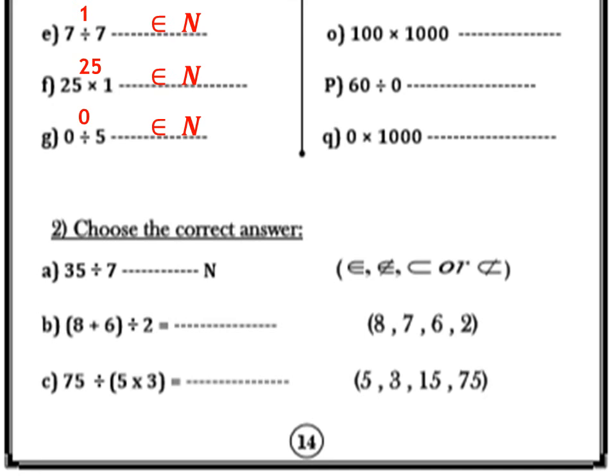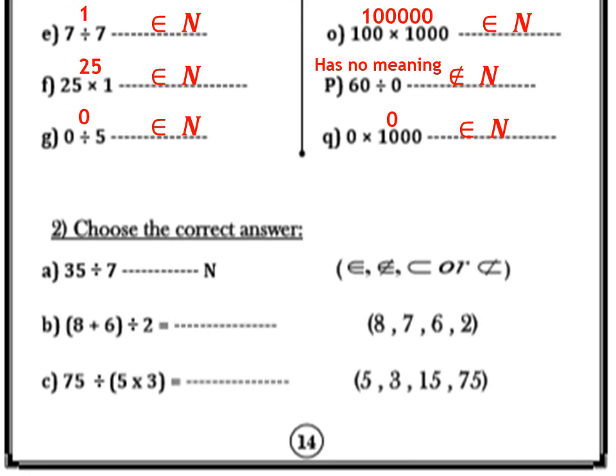In letter O, 100 times 1000 equals 100,000, which belongs to n. In letter P, 60 divided by 0 has no meaning. When we put it on the calculator, it will be a math error, so it has no meaning, so it doesn't belong to n. In letter Q, 0 times 1000 equals 0, and 0 belongs to n.